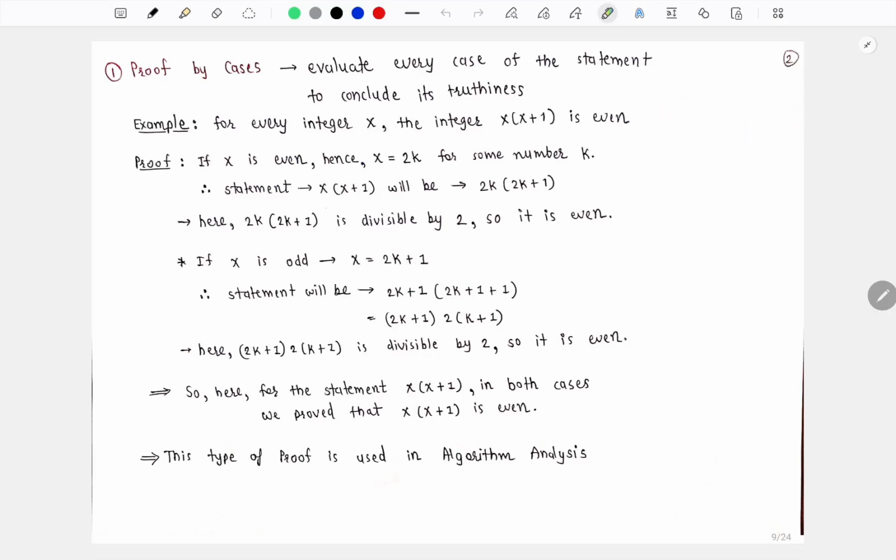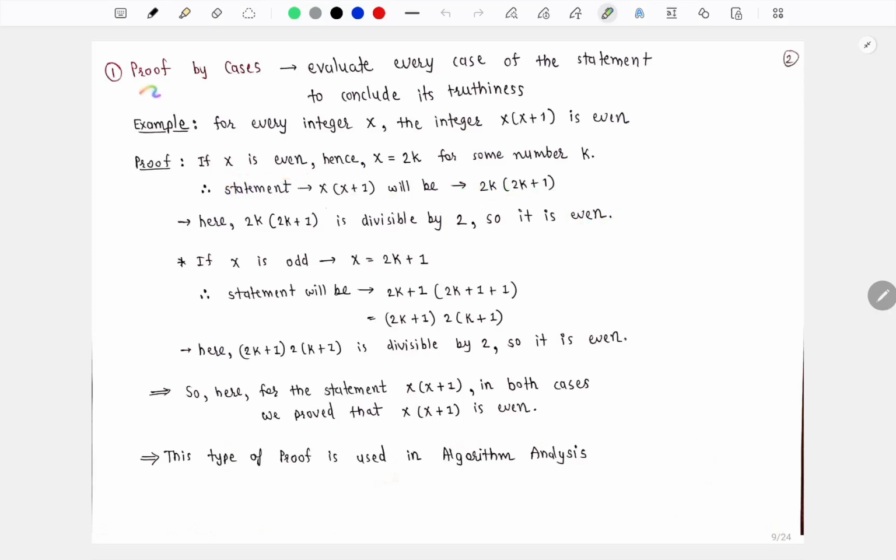So here, if x is even, we can take x is equal to 2k for some number k. So the statement x into x plus 1 will be 2k into 2k plus 1. Why? If x is even, we can write x as 2k. Now, if x into x plus 1 is 2k into 2k plus 1, we can see that it is divisible by 2, right? So we can say that 2k into 2k plus 1 is even.